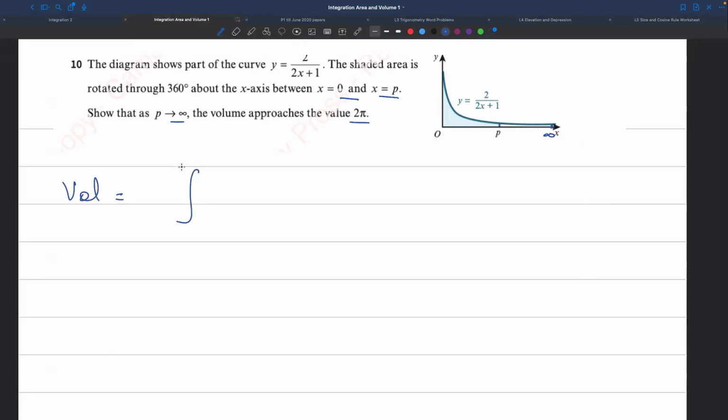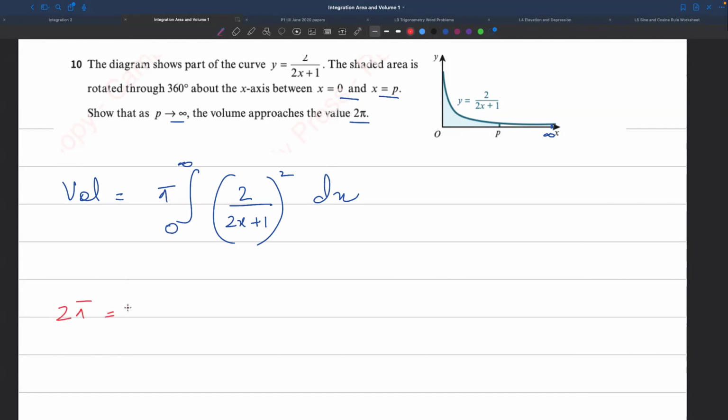The formula is the limits, upper and lower limit, which is infinity and 0. The equation is 2 upon 2x plus 1. The first thing we do is we whole square the equation, and then we integrate it, and then we add pi to it. So this is what we learned. Did you go over the lesson? Volume wala. देख लो पहले, वरना समझ नहीं आएगा। 5 minutes में देख लोगे.